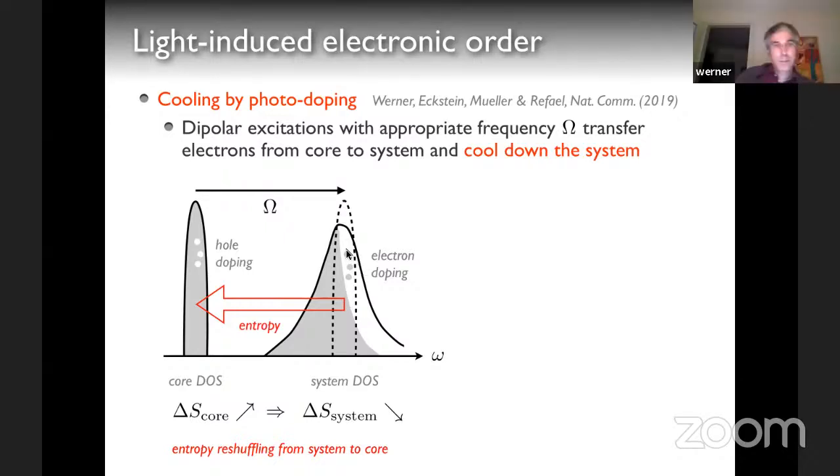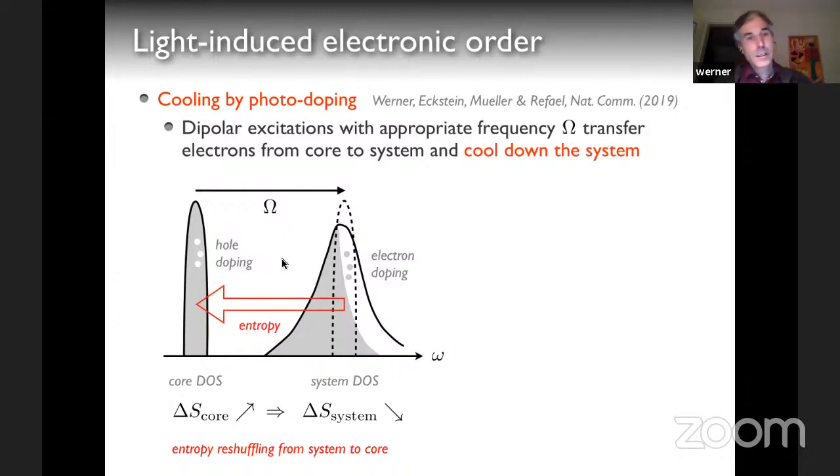And what is then important here is that initially the entropy of this full band is zero because all the states are filled. But if we dope holes into this initially full band, the entropy goes up very fast.